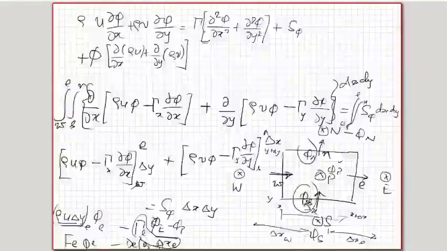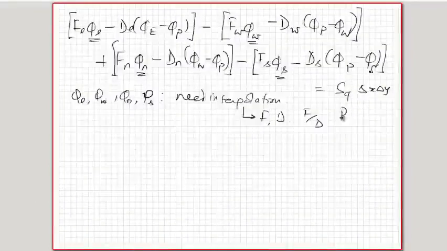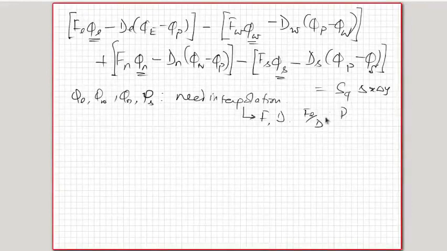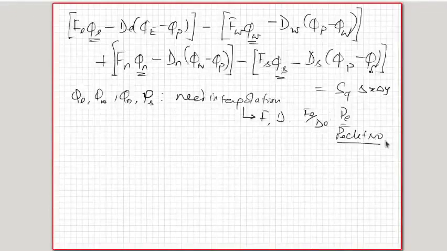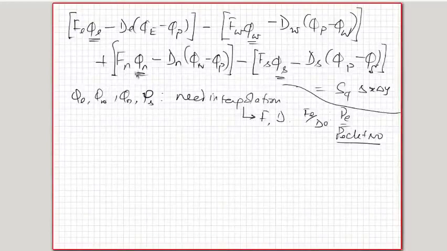So F by D gives the relative strength, which is normally called the Peclet number. So Fe by De would be called Pe, the Peclet number, which is the relative strength of the advection with respect to the diffusion. Depending on the values of the Peclet number, the interpolation is determined. If it is very strongly advective, then you take upstream differencing and so on.